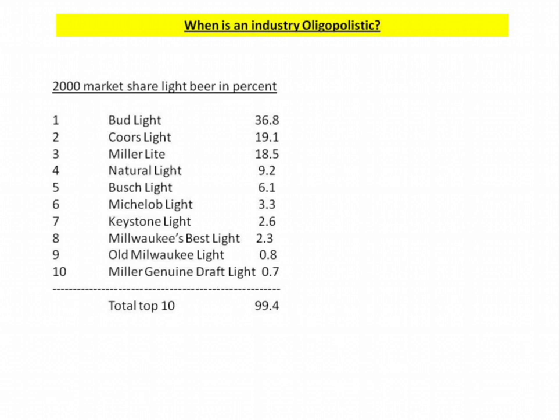So Bud Light was the 800-pound gorilla in the room. It had over 36, almost 37% of the market. But Miller Genuine Draft only had 7/10 of a percent of the market. So we see roughly what the distribution is. We would think that's a highly competitive market, because we've got 10 producers there.